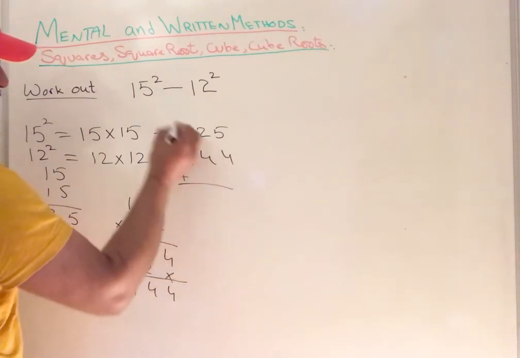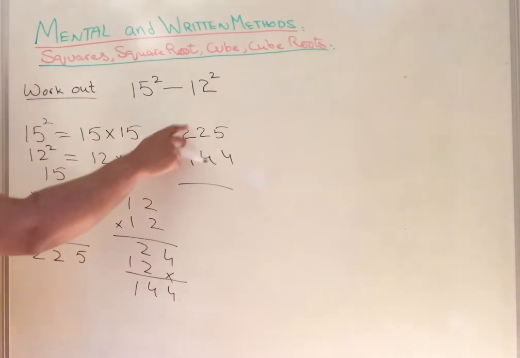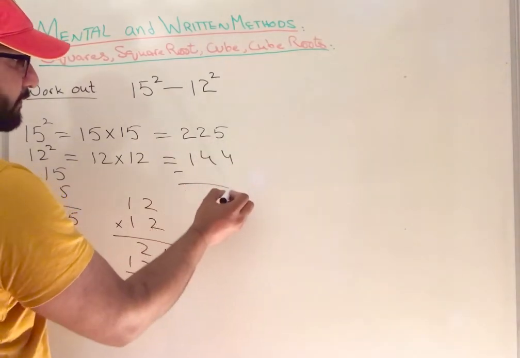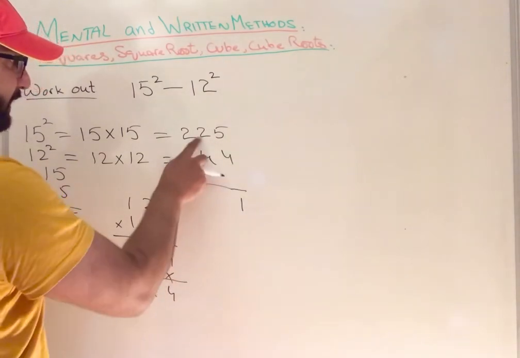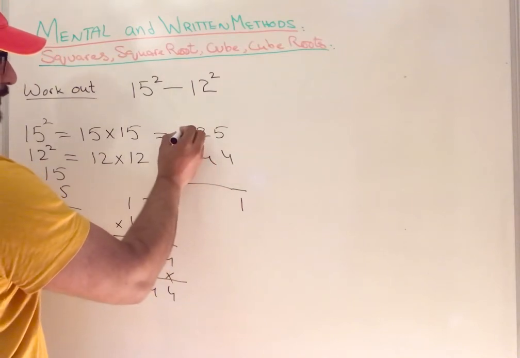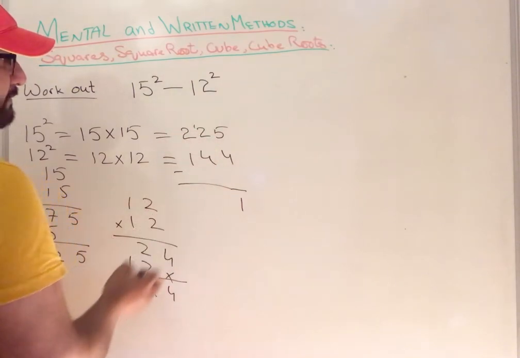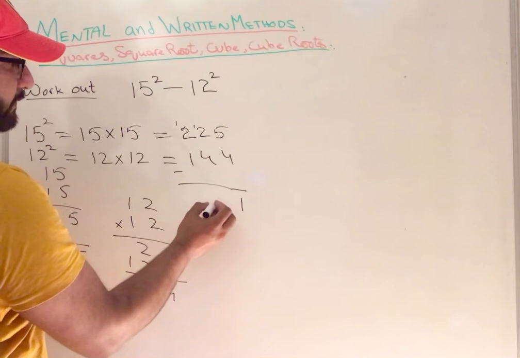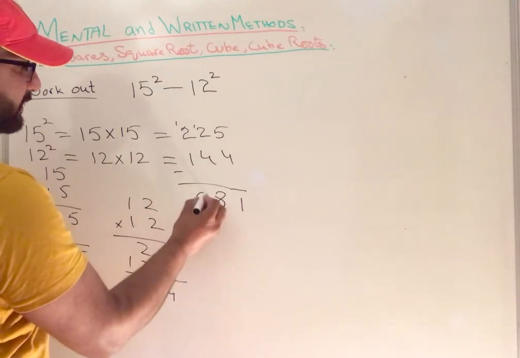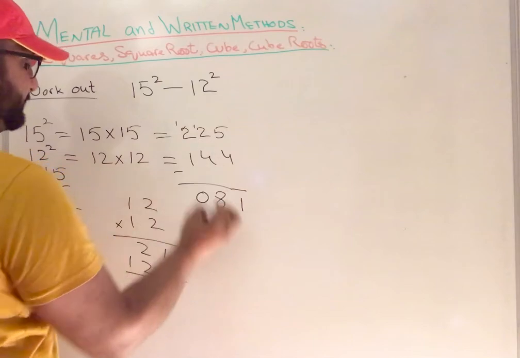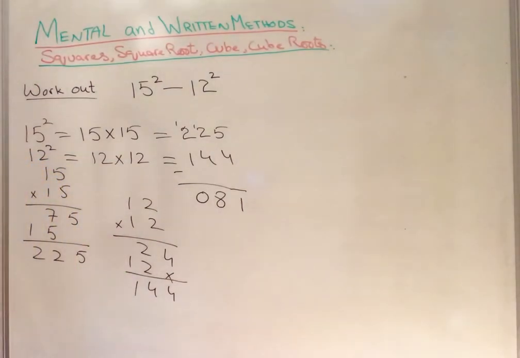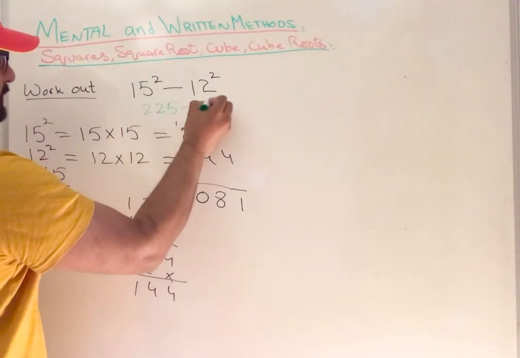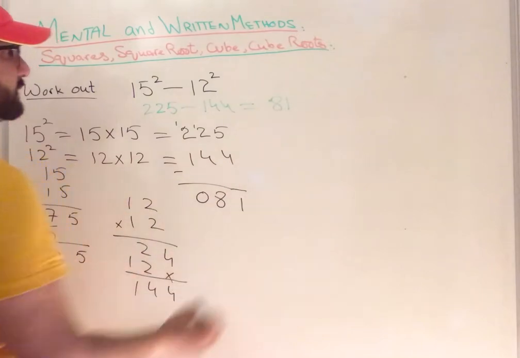You are not adding, because they said to subtract that value. When you subtract, 5 take away 4 is 1. 2 is less than 4, so you borrow 1 from here, and that becomes 12. 12 take away 4 is 8, and then 1 take away 1 is 0. So that becomes 225 minus 144 equals 81. This is the answer.